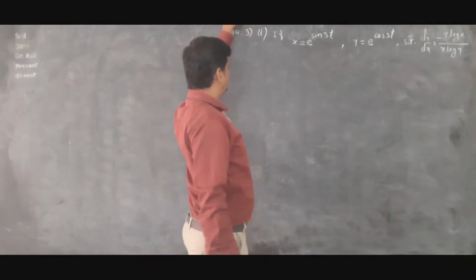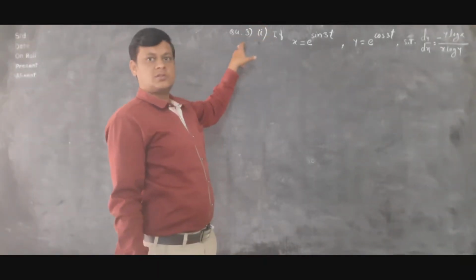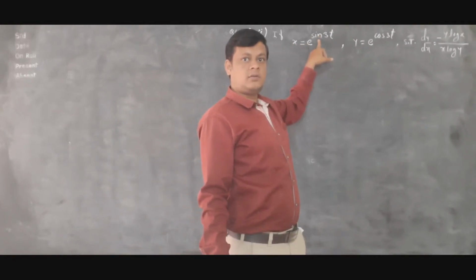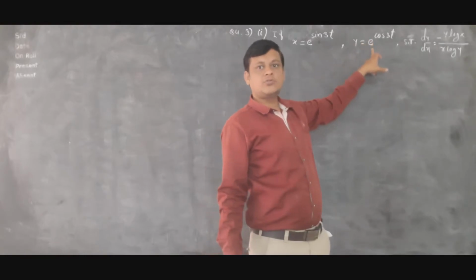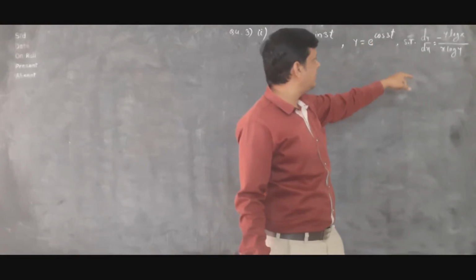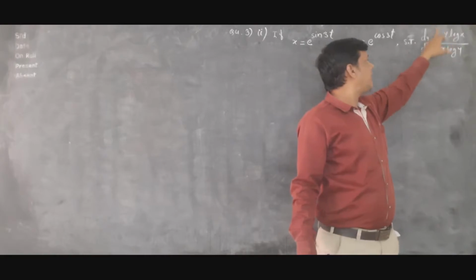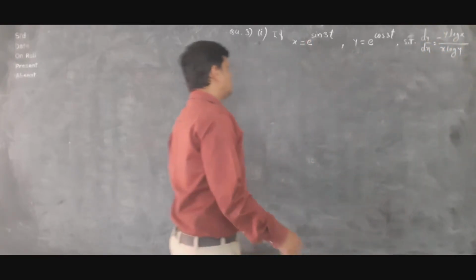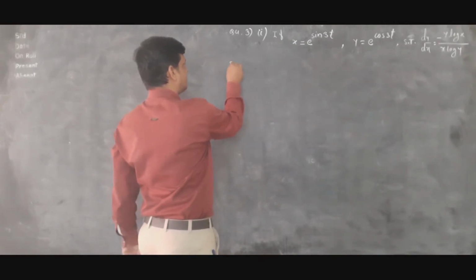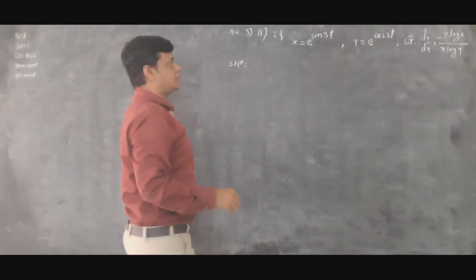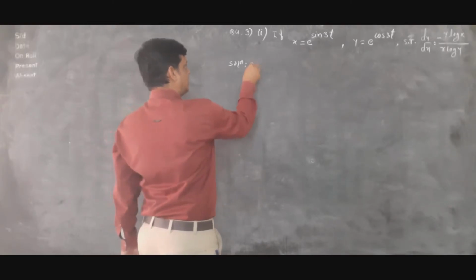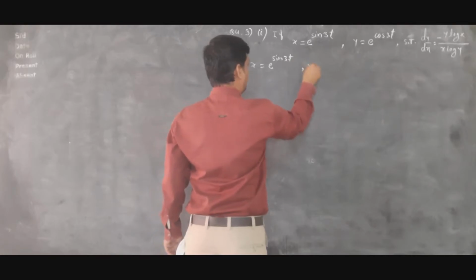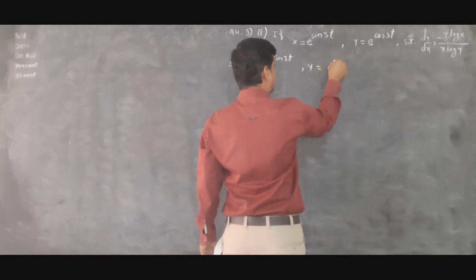Now see the second sub-question from question 3. If x equals e raised to the power sin 3t, y equals e raised to the power cos 3t, show that dy by dx equals minus y log x upon x log y. So we write this. First we write the given functions: x is equal to e raised to the power sin 3t, y is equal to e raised to the power cos 3t.